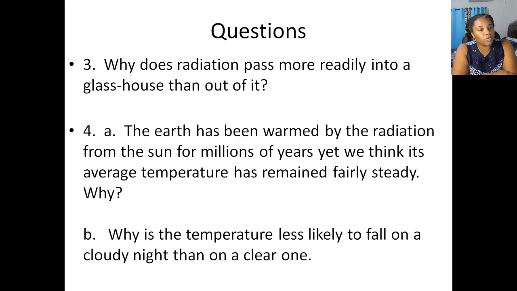So three, why does radiation pass more readily into a glass house than out of it? Well, because what's going in can pass through glass. The electromagnetic waves, the type of waves, can pass through glass. But when the soil and the plants heat up, they produce long wave IR radiation, or infrared radiation, which is unable to pass through glass or leave the glass. So more heat enters a glass house than it leaves.